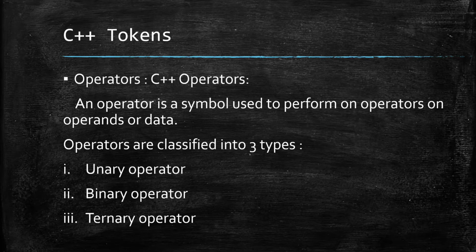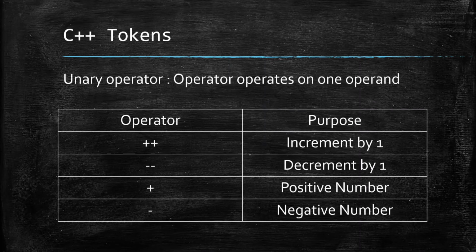Operators are again classified into three types: unary operator, binary operator and ternary operator. Let's learn one by one. A unary operator is an operator that operates on one operand. Here in unary operators, we again have four types: plus plus, minus minus, unary plus, unary minus. We will learn them one by one, and this chart will be helpful to remember them.